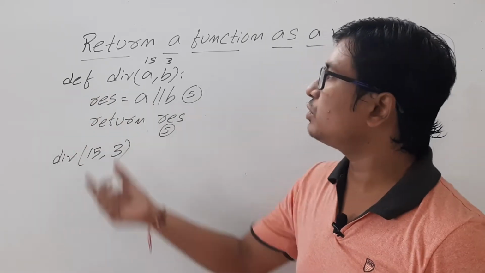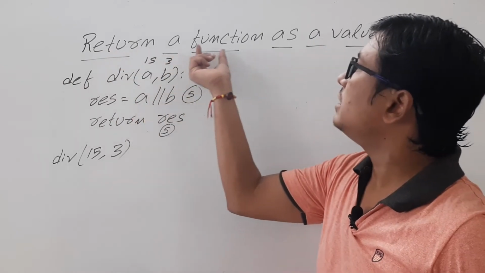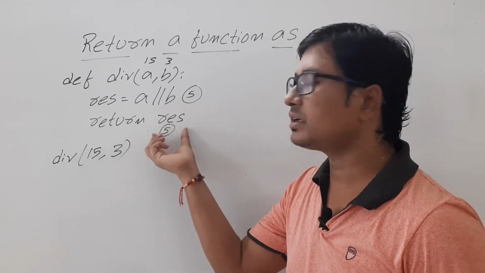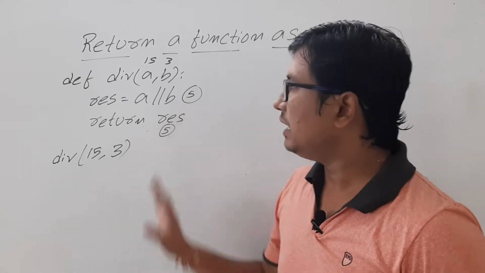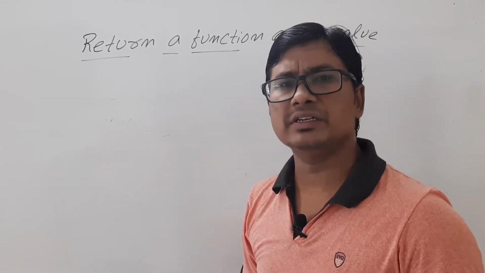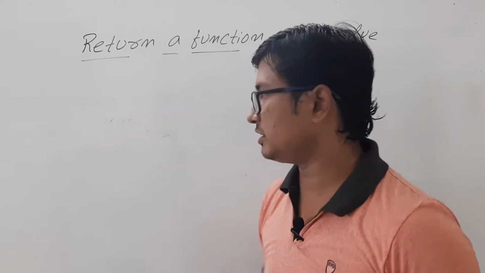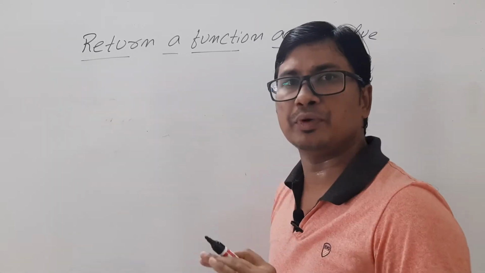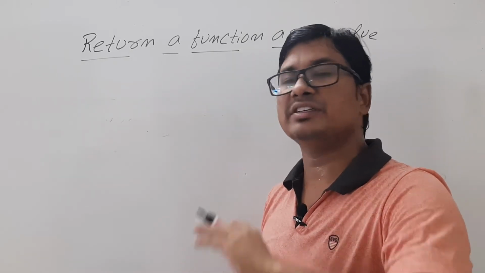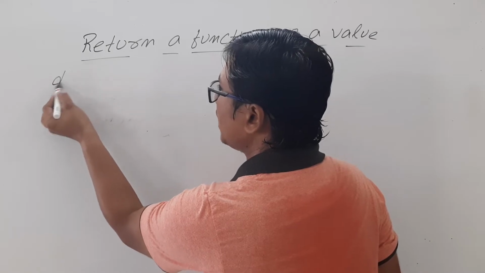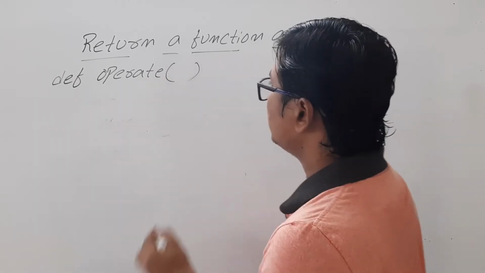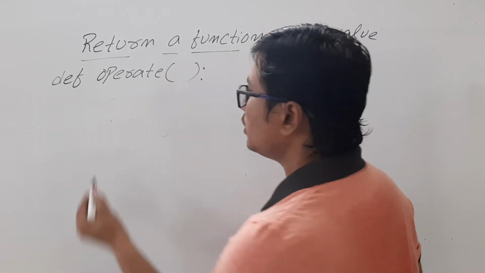But here, what I want to do is have a function return another function as a value. Instead of returning a value, I want to return another function here. So let me discuss this with an example. In the last video, I discussed how to define a function in another function. Now I will use that same program to explain how a function can return another function as a value. So I will define a function called operate, and then I want to write some statements.